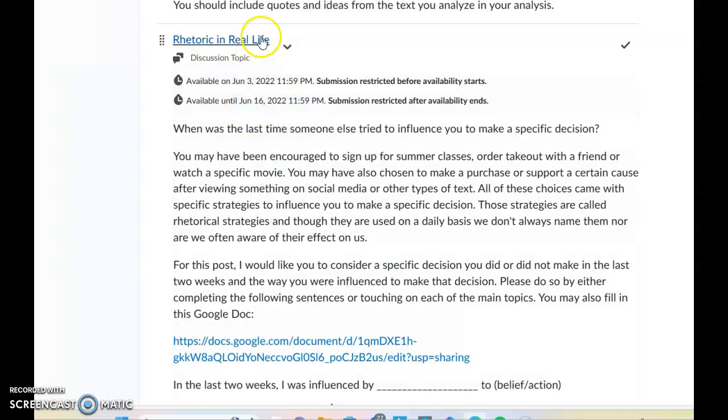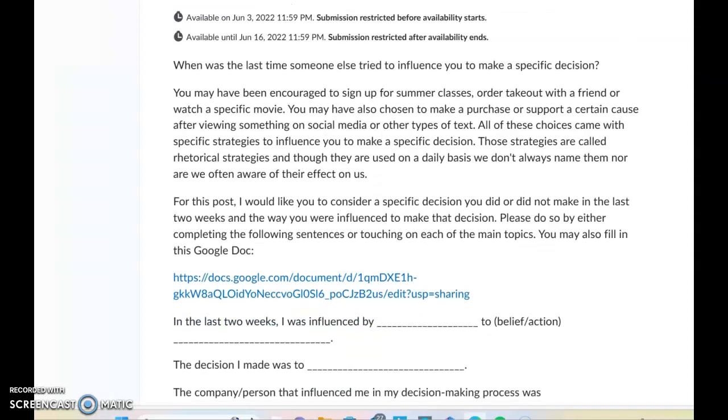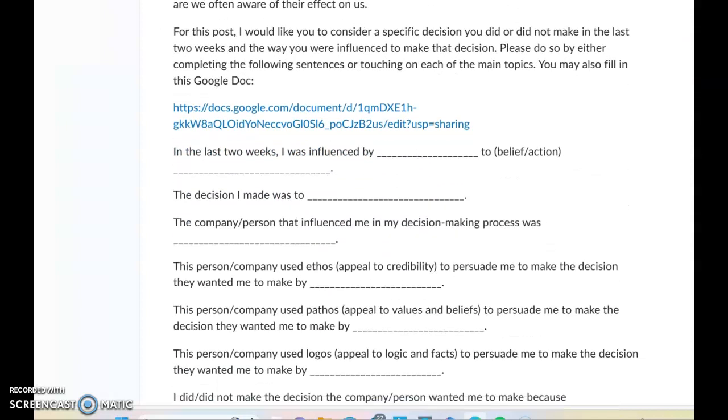This one we're talking about rhetoric in real life. Like the first post, you might have noticed that it was kind of a precursor to the paper. That's what most of my discussion posts are. It's a time to get you, in a low stakes way, to start thinking about the topic of the paper, and then interact with your peers and start to see how they're thinking about it as well.